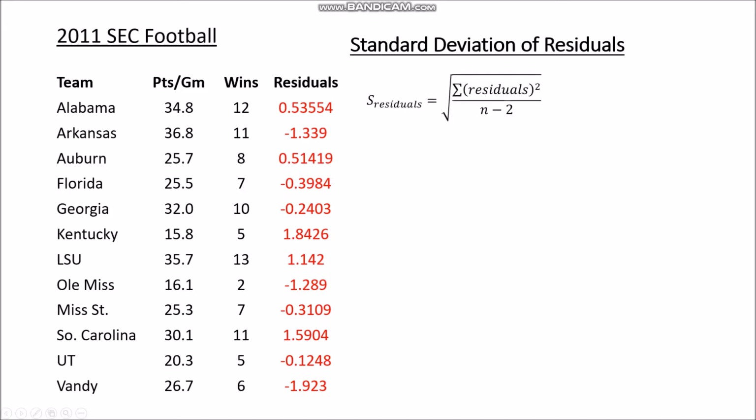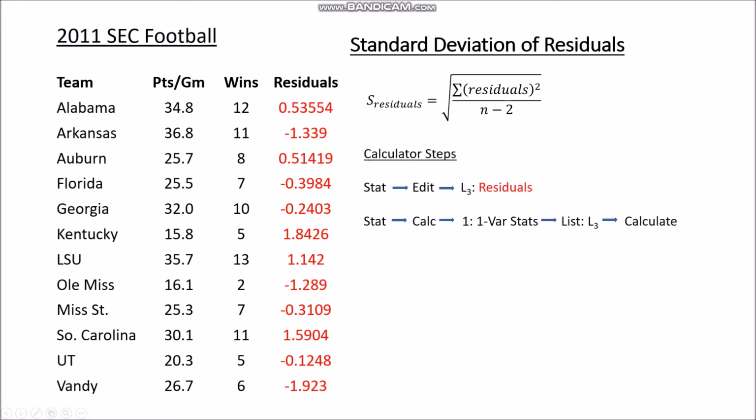So let's look at how we can quickly calculate our standard deviation of residuals using the calculator. First thing we want to do, remember the formula is the square root of the sum of the squared residuals over n minus 2. Well, n is just your sample size. We got 12 teams here, so n will be 12. We need to get all of the residuals squared and then add them up. I can do that one by one, or we can use the calculator. So we can go to stat edit, get our residuals into L3, which they already are, and then go into stat calc and run one var stats on that third list.